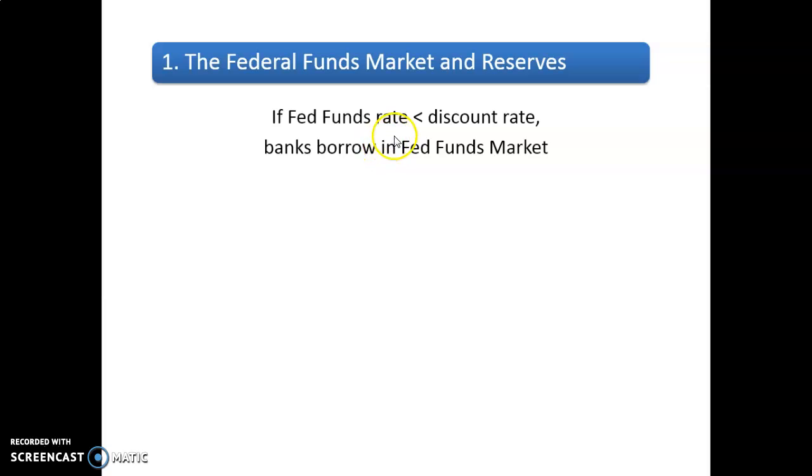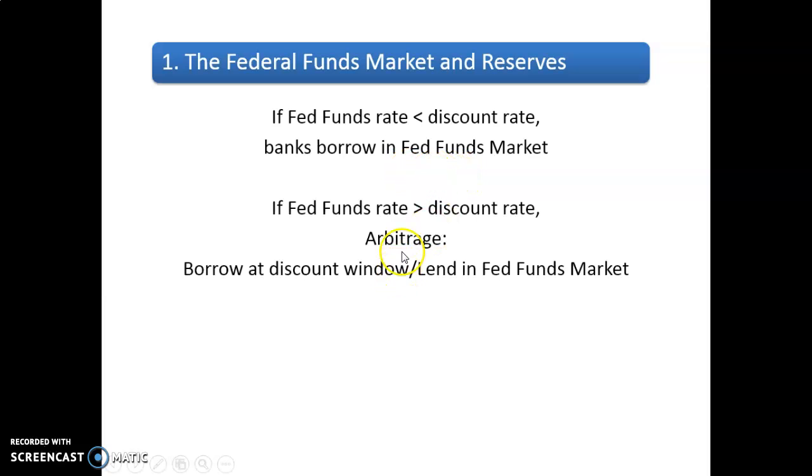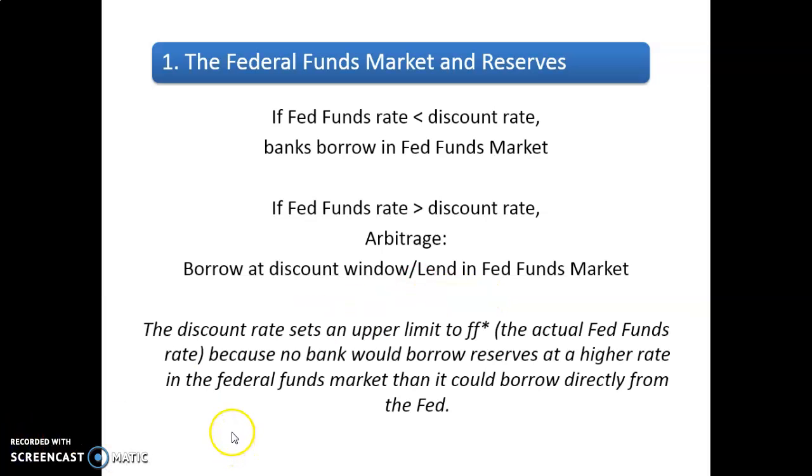So if the Fed funds rate is less than the discount rate, guess what? Banks will borrow from the Fed funds market. Conversely, if the Fed funds rate is greater than the discount rate, what happens is arbitrage, where banks will borrow at the discount window and then lend in the Fed funds market. So we can say that the discount rate sets an upper limit to the Fed funds rate because no bank would borrow reserves at a higher rate in the federal funds market than it could borrow directly from the Fed.